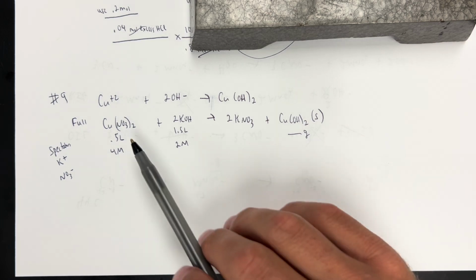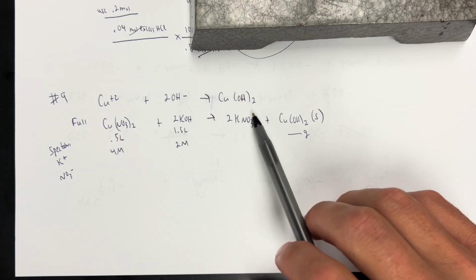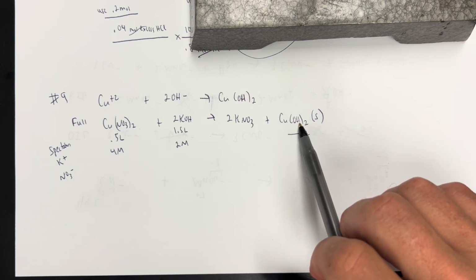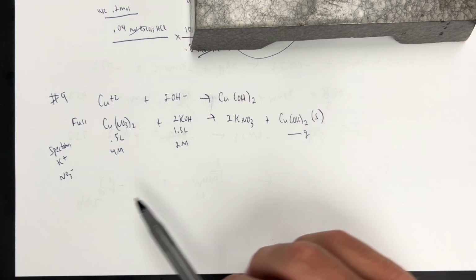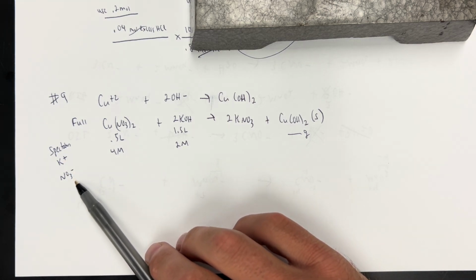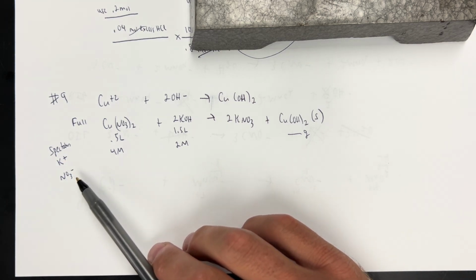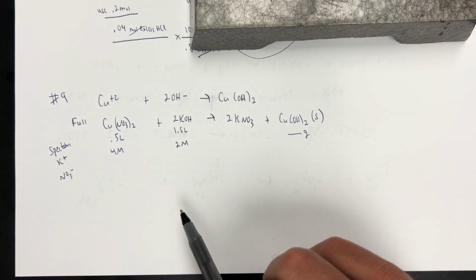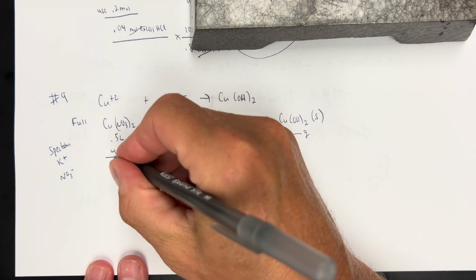Well, that's aqueous, that's aqueous, that's aqueous. This is a solid, okay? Potassium ions and nitrate ions are spectator ions, so however many of them are there at the beginning would be there at the end. Their concentration will change because we're now mixing together two solutions, getting a bigger volume of solution. So first thing, let's figure out our limiting reactant.